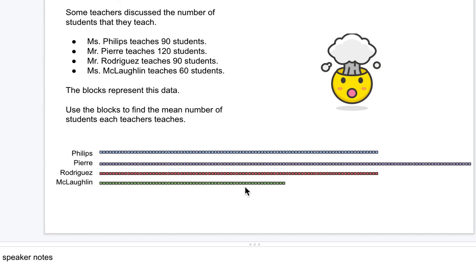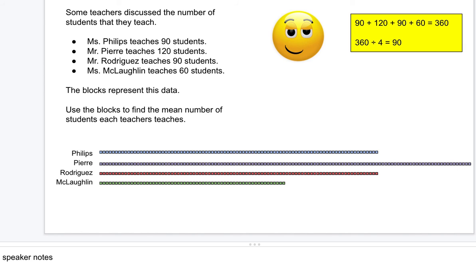I don't want to rearrange those blocks to make them all the same. Thank goodness, in this case, we have another method that we can use. Instead of rearranging the blocks, we can just add 90 plus 120 plus 90 plus 60. That equals 360. And then 360 students divided by 4 teachers gives us a mean of 90. Whew, that solves that headache.